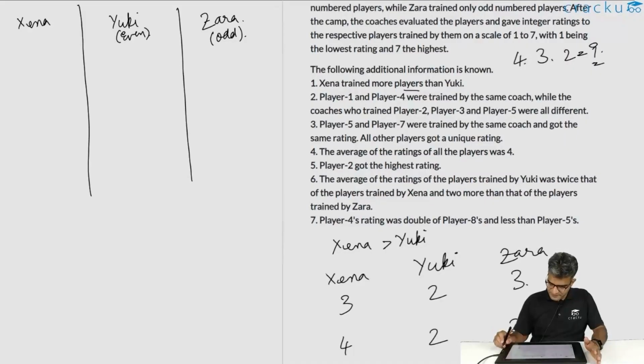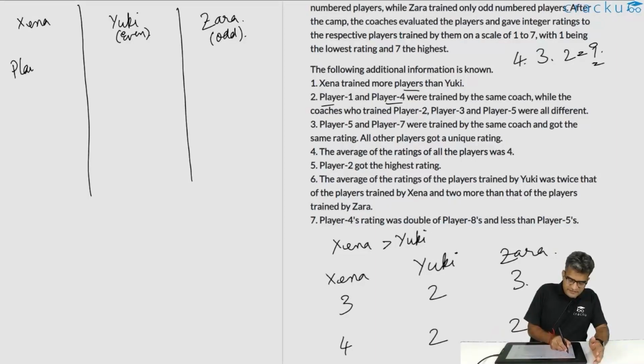Player 1 and player 4 were trained by the same coach. So that coach cannot be Yuki, because Yuki trained only even numbered players. Similarly, that player cannot be Zara, because Zara trained only odd numbered players. 1 is odd, 4 is even, so that has to be Zena. So Zena trained player 1 as well as player 4.